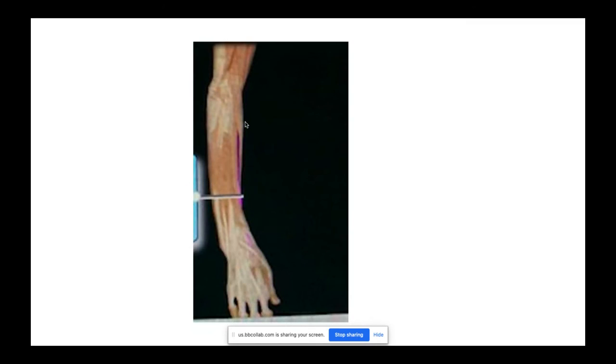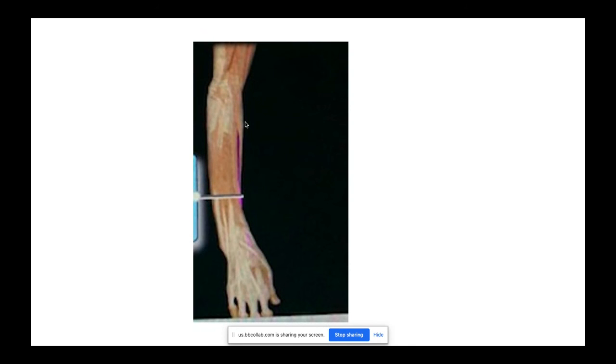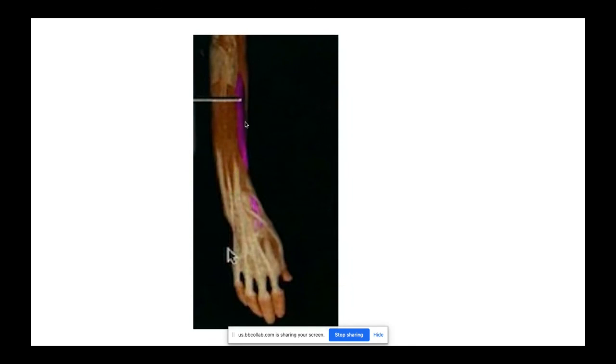Okay, these two, a little bit blurry, but all I want to tell you here is just take a look at the abbreviation, ECRL and ECRB. Look at the ECRL and ECRB. It stands for extensor carpi radialis longus and extensor carpi radialis brevis. Look at them just to be able to see the difference of those muscles and tendons.